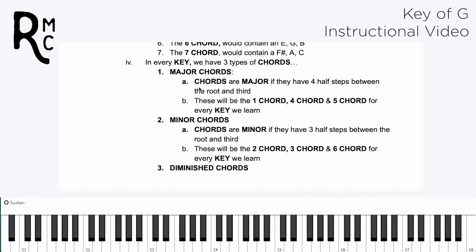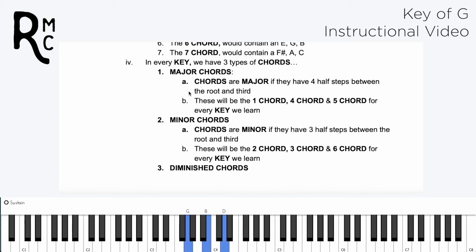So major chords are major if they have 4 half steps between the root and the 3rd. So let's build our G major chord and figure out if that's true. So we have G, which is our root, and we count half steps. So 1, 2, 3, 4. And there we go. Root to 3rd, 4 half steps, and we add our 5th.